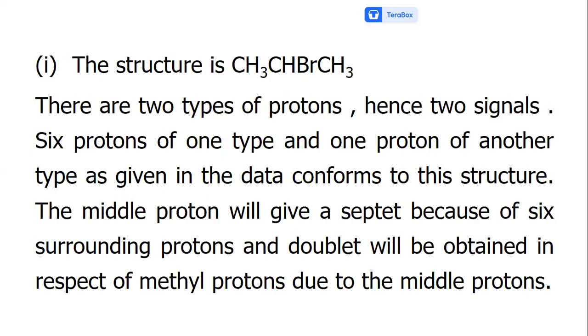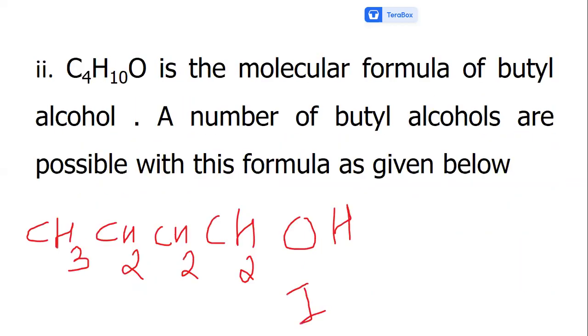There are 2 types of protons, hence 2 signals, 6 protons of one type and 1 proton of another type, as given in the data, conforms to this structure. The middle proton will give a septet because of 6 surrounding protons, and a doublet will be obtained in respect of methyl protons due to the middle proton. C4H10O is the molecular formula of butyl alcohol.